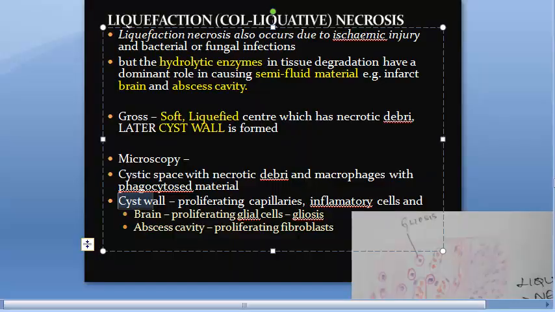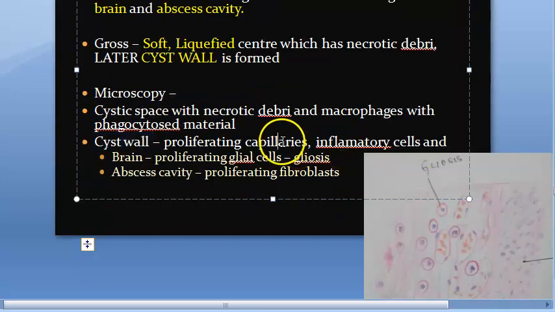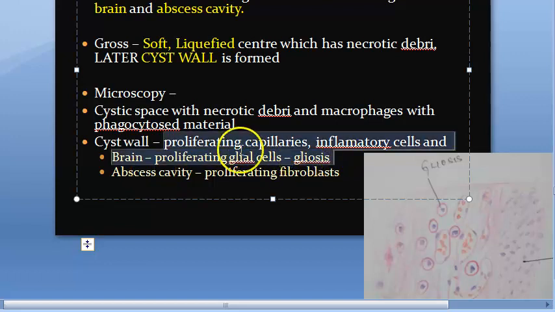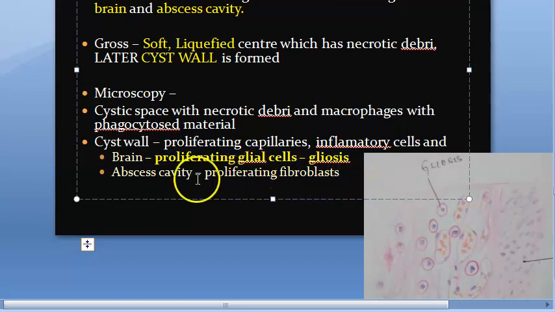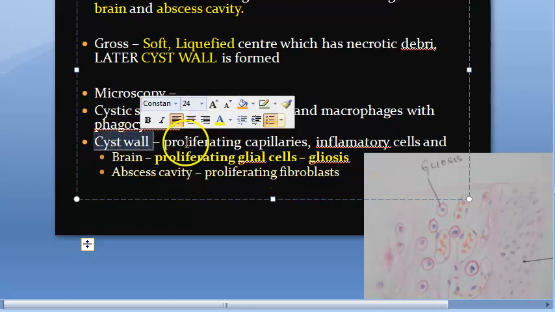Now this cyst wall will have capillaries, inflammatory cells, etc. And also they will have proliferating glial cells or proliferating fibroblasts based on the location. If it is the brain, there will be proliferating glial cells in the cyst wall, that is called gliosis. These are typical terms that you have to write in the examination. Gliosis, okay, in the cyst wall.